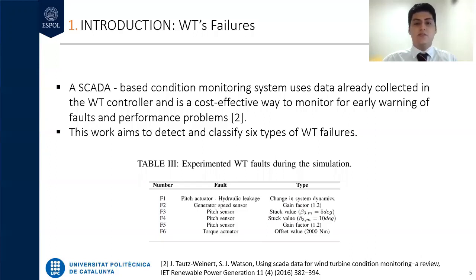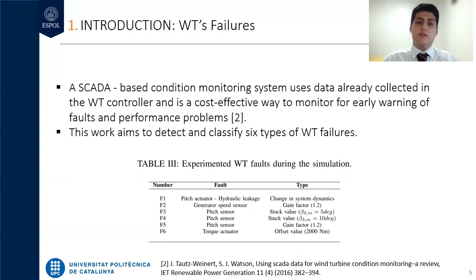A SCADA monitoring system uses data that is already collected in a wind turbine controller, and is a cost-effective way to monitor for earlier warnings of faults and performance problems. This work aims to detect and classify 6 types of wind turbine fault. Since the SCADA data shows the overall health of a wind turbine, it can be leveraged to detect when turbine performance is degraded and identify if a fault is developing.